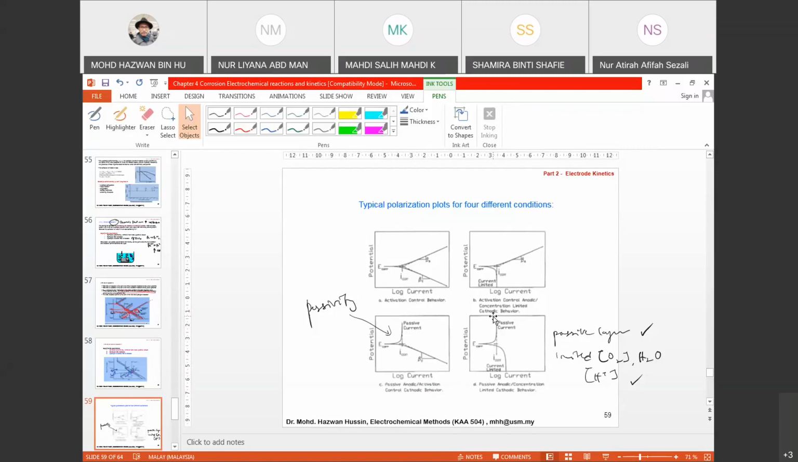And you can also have the combination of both. You can have limited current density at both the anode and cathode, which indicates that you have a passive current, formation of a passive layer, and also limited current density at the cathode due to limited oxygen, limited water, and also acid.